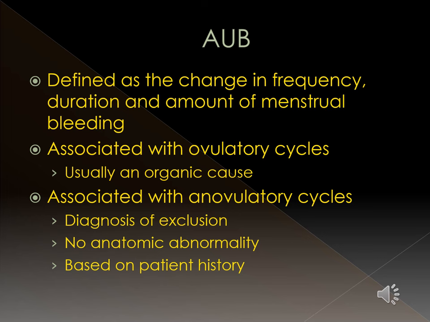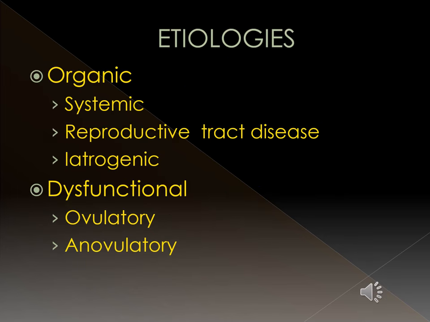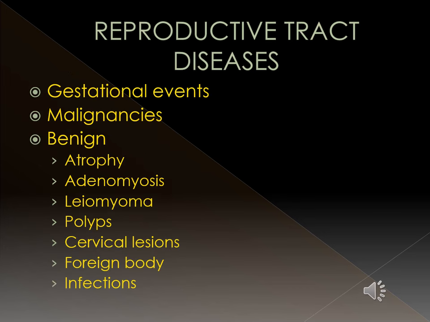Introduction: abnormal uterine bleeding is defined as the change in frequency, duration and amount of menstrual bleeding. Associated with ovulatory cycles, usually an organic cause. Also associated with anovulatory cycles, a diagnosis of exclusion, with no anatomic abnormality, based on patient history. Then etiologies: organic and dysfunctional. Organic: systemic, reproductive tract disease, iatrogenic. Dysfunctional: ovulatory and anovulatory. Reproductive tract disease includes gestational event, malignancies, and benign conditions including atrophy, adenomyosis, leiomyoma, polyps, cervical lesions, foreign body and infections.